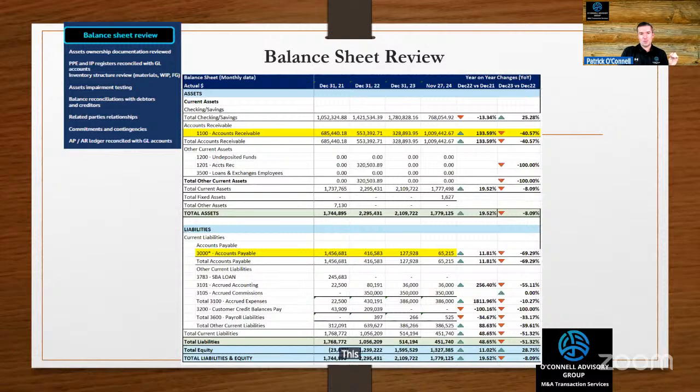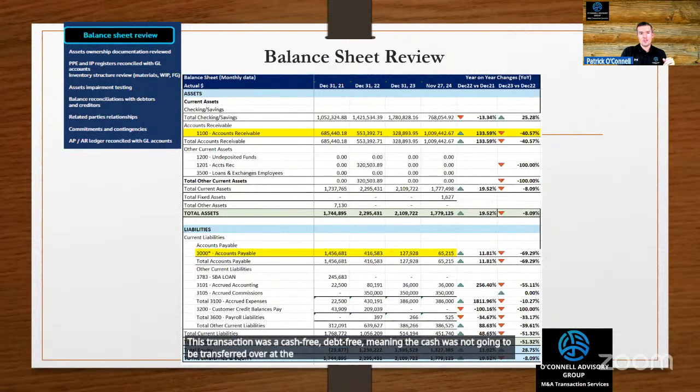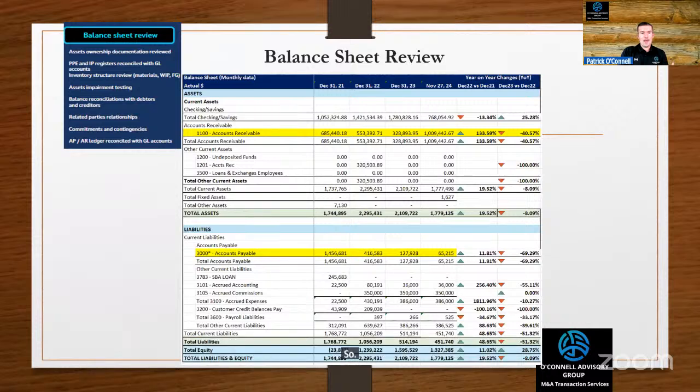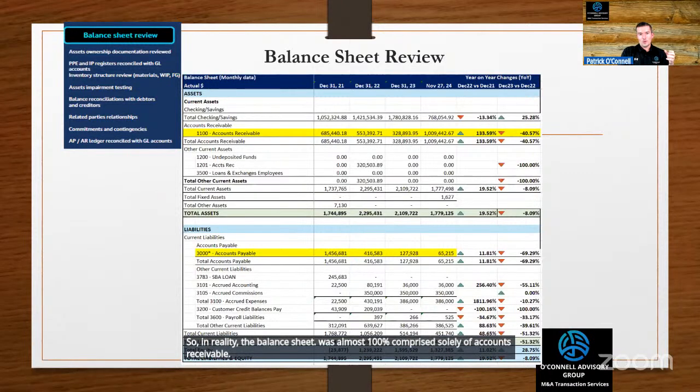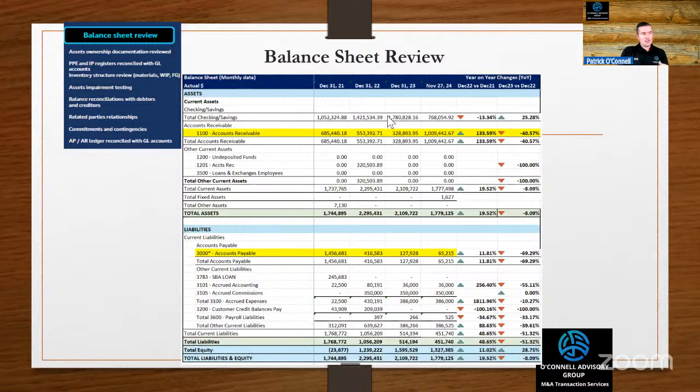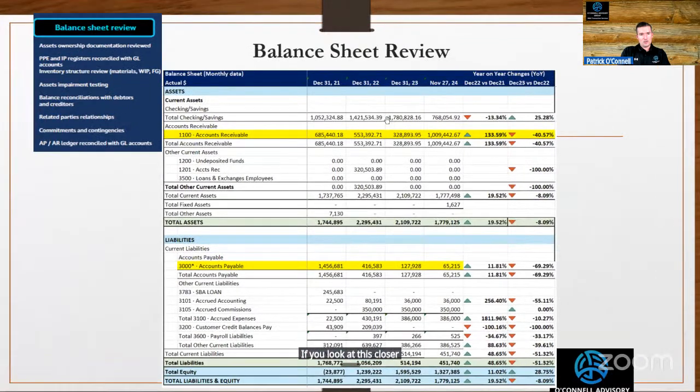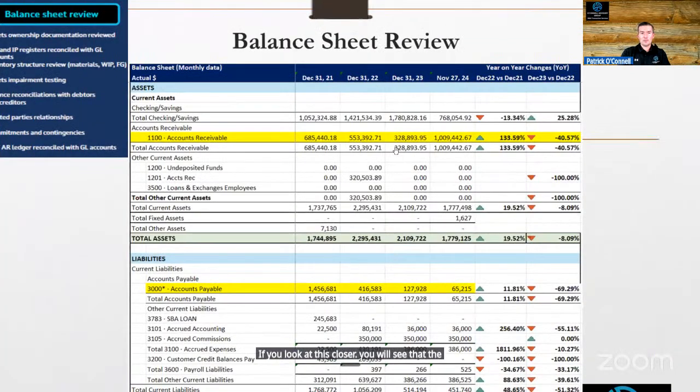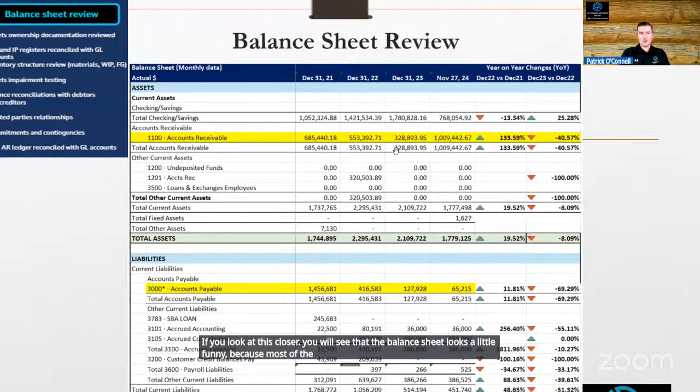This transaction was a cash-free, debt-free, meaning the cash was not going to be transferred over at the time of sale. So in reality, the balance sheet was almost 100% comprised solely of accounts receivable. If you look at this closer, you will see that the balance sheet looks a little funny because most of the amounts are zero and it's really only AR. Believe it or not, I see this a lot in practice.